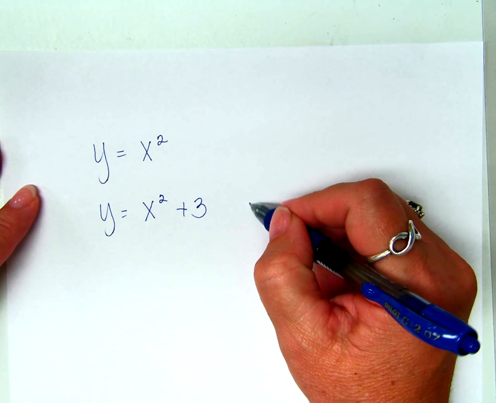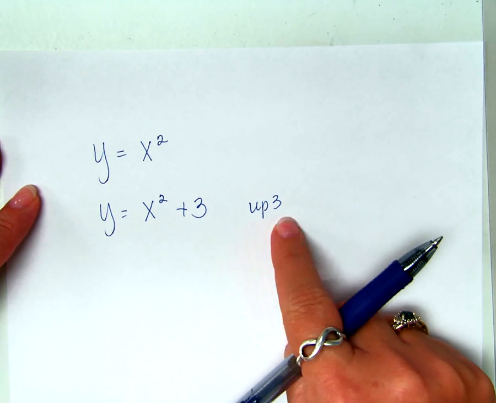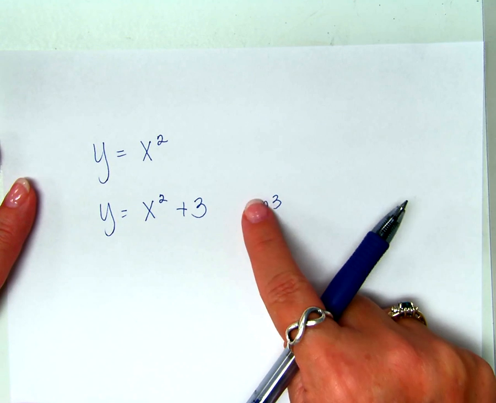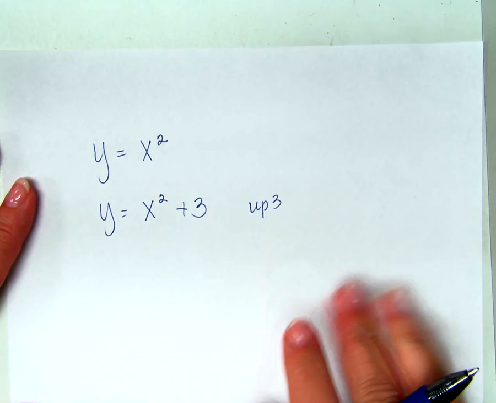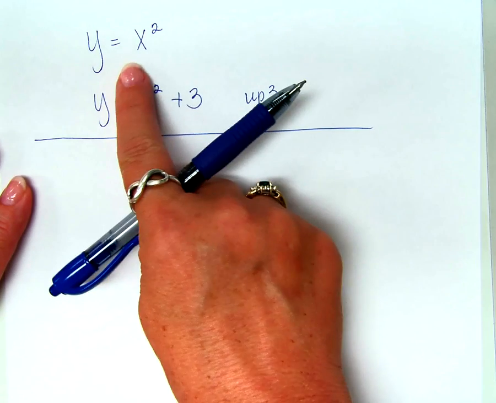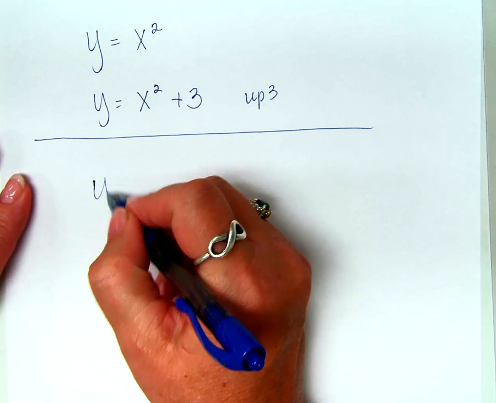We know this goes up 3, and you know that's not the correct vocabulary. What do we want the correct vocabulary to be? Vertical shift up 3, right? Okay? So we're not going to talk about it that way today, though. We're not going to start at a parent function. We're going to start at some place like this.